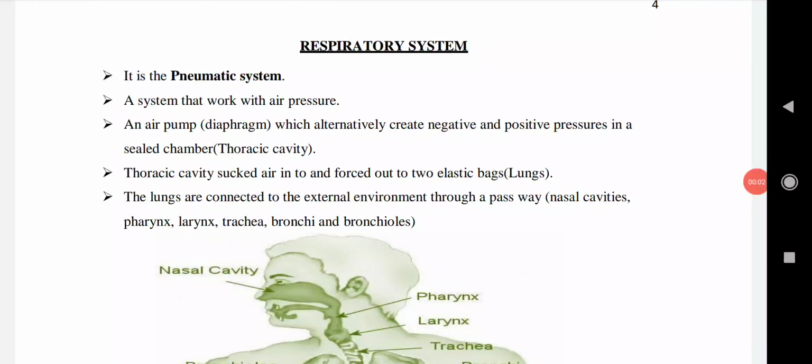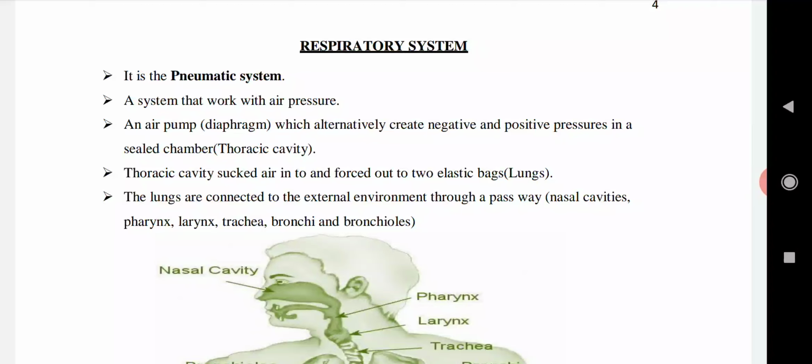Dear students, our next topic is the respiratory system. First of all, the first point is that it is a pneumatic system. A pneumatic system means using compressed air to transmit and control energy. That is simply what a pneumatic system means. A respiratory system is a pneumatic system.